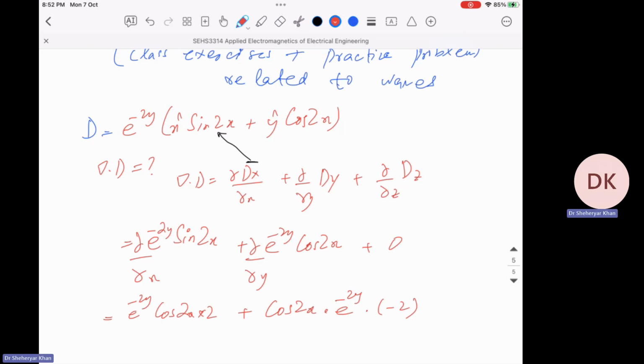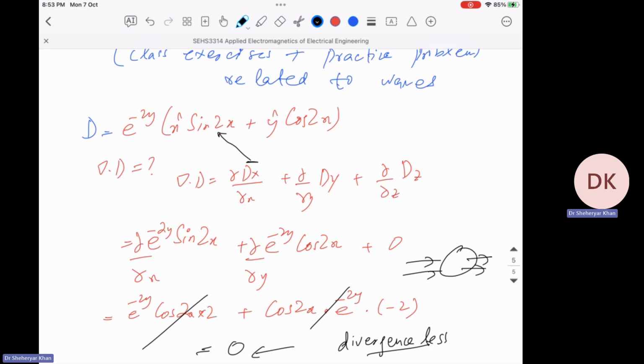Again, take the derivative of minus 2y. You would see that they are exactly the same, so this and this will cancel out. The answer is 0. You see, sometimes the answers can be tricky. So what does this 0 mean? If I ask you to elaborate the answer, how can you explain it? The field is divergence-less. That means the number of field lines entering and leaving are the same.